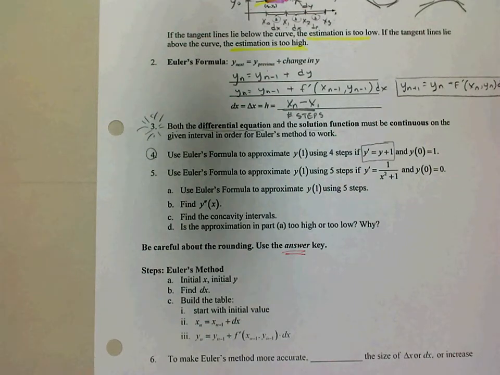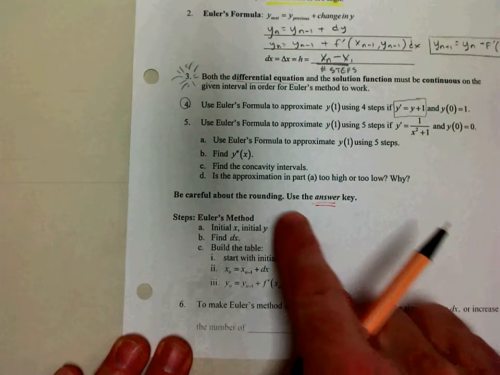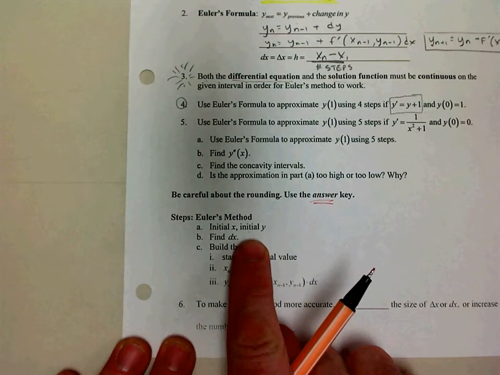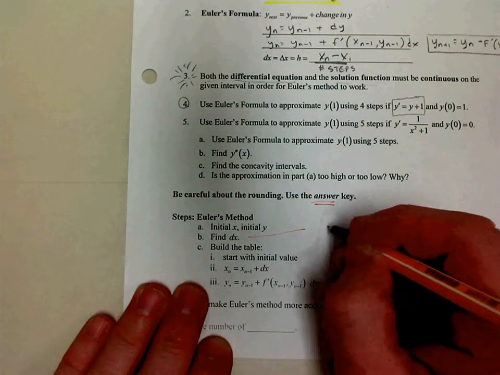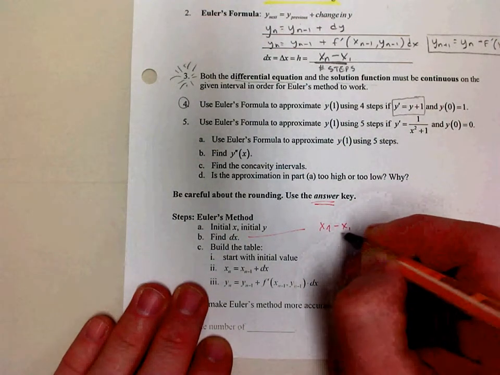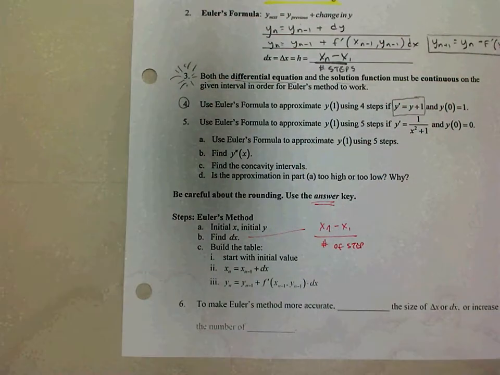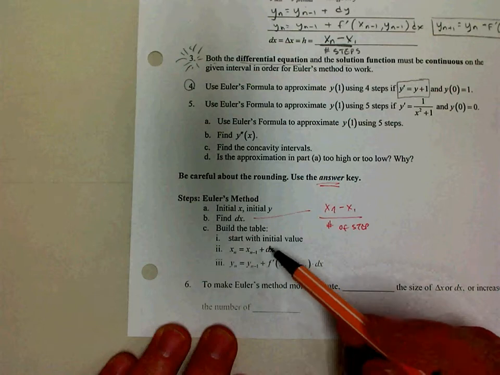Okay? So, in summary, you can see the steps are all here. The Euler's method. Your initial value of x and y are given to you. Find dx. Remember, that's just x of n minus x of 1, all divided by the number of steps. And that gives you the dx value, which doesn't change, and then build your table. Start with the initial values, and you can see your x's are always the previous x plus this constant value of dx that you have.